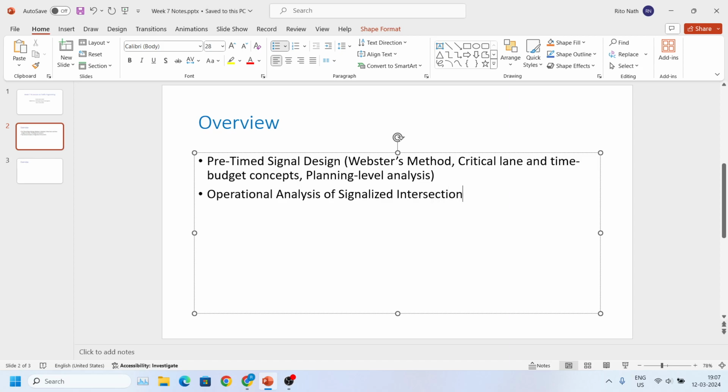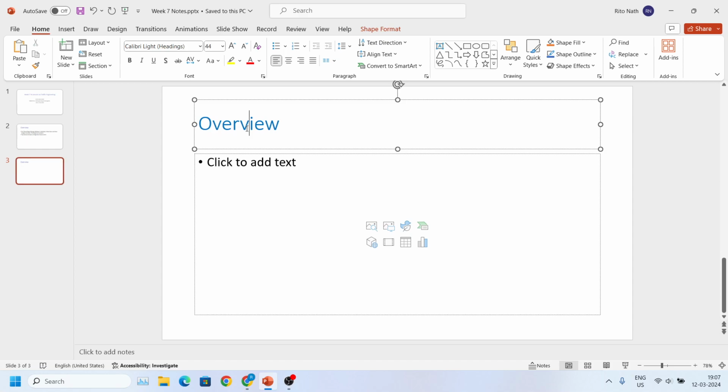There was another topic on pedestrian signal requirements. It was discussed very briefly, so we'll be discussing it if we have time towards the end. First, I'll be starting with Webster's method and maybe just give a brief overview, and then I'll move on to solving one problem if there is one in the assignment. So let's start with that. Webster's method.